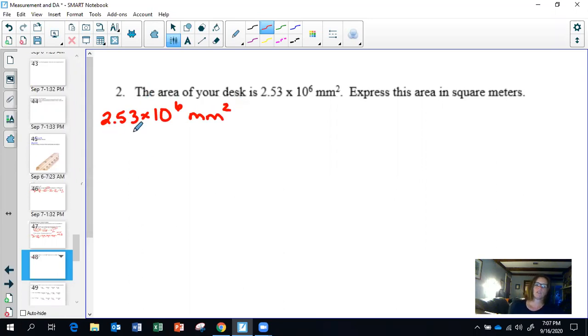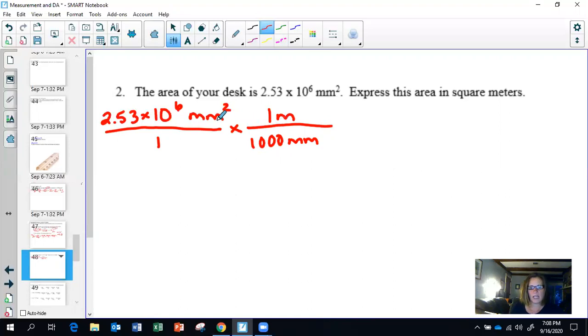Now, sometimes when you're only given one quantity in the problem, you'll see me put this whole thing over 1. Sometimes just for the appearance of the problem. It's not necessary to do that, but in some of my answer keys, you will see me do that. So I want to go to square meters. So what do I know about millimeters and meters? Okay, so we know from the metric system conversions that there are 1,000 millimeters in 1 meter.